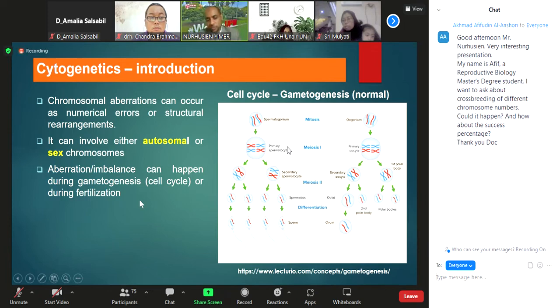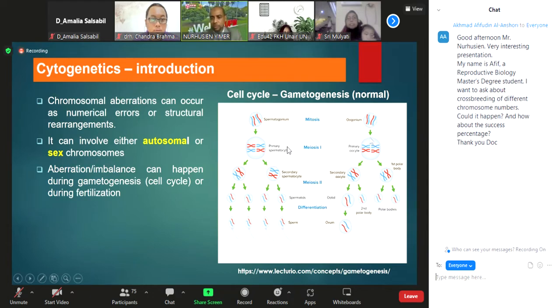This chromosomal abnormality or the imbalance or the aberration can happen either during the gamete formation or during the cell cycle that involves gametogenesis, or it can happen even after the gamete is formed, during fertilization. So these are the points of the reproductive cycle where you can have those aberrations or chromosomal abnormalities.